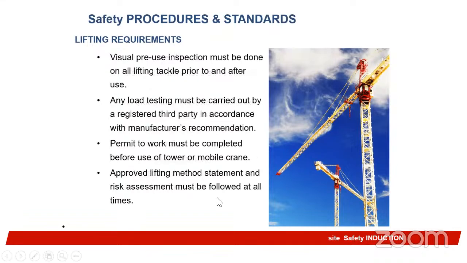And I'm very sure that most of us know that lifting operation is one of the high risk operations that we carry out on site.